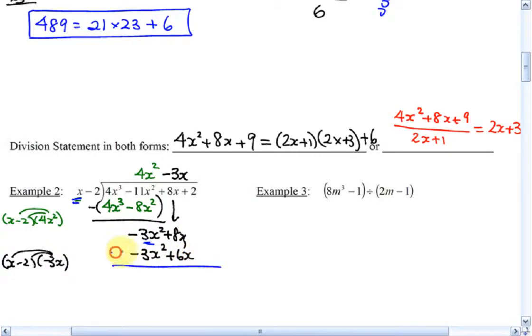We'll also subtract once again. So notice when you subtract, always that term on the left becomes 0. That's the goal. And then 8x minus 6x is 2x. We'll bring down the plus 2.